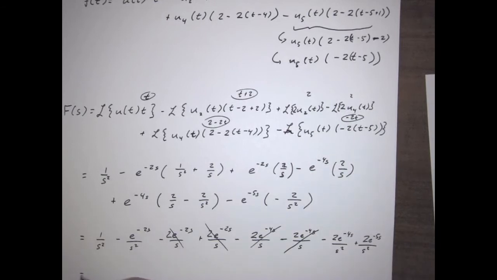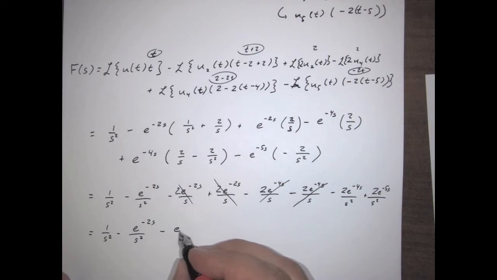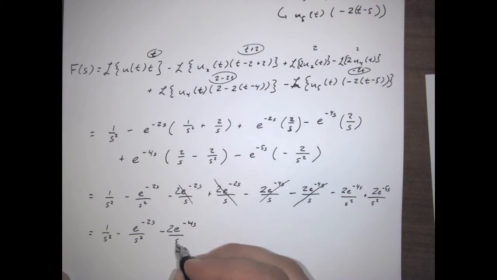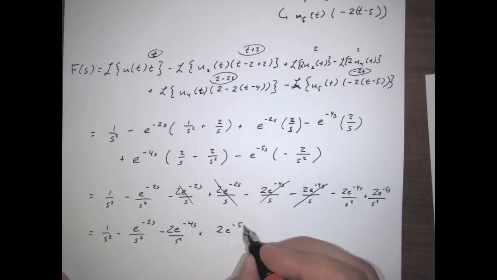So then what we're going to end up with is 1 over s squared minus e to the minus 2s over s squared minus e to the minus 4s over s squared plus 2e to the minus 5s over s squared.